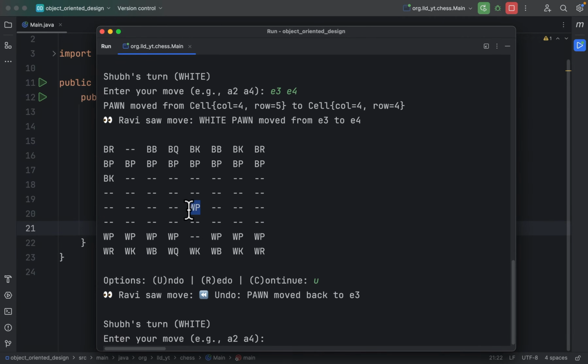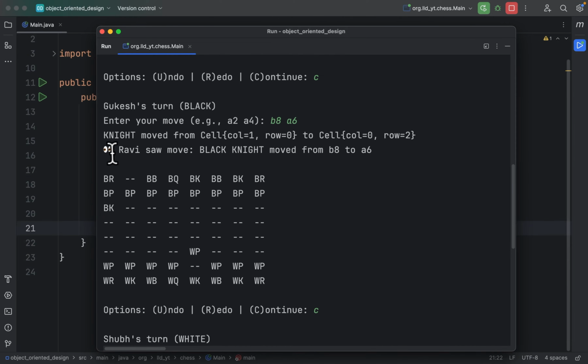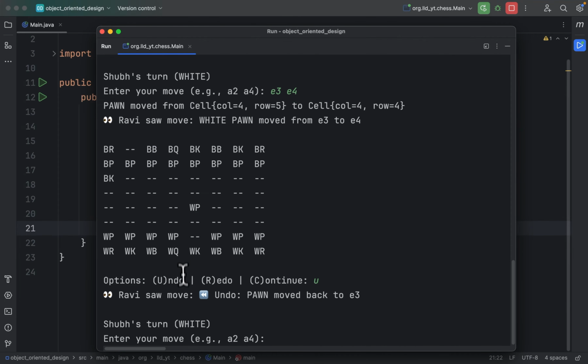So this move would be undone. Okay. And one more thing that you have observed over here, after each step, Ravi was getting notified. So for example, here I performed the undo operation, right? So Ravi got notified that the undo operation was performed and the soldier moved back to E3. Similarly, here also Ravi saw that the white soldier moved from E3 to E4.